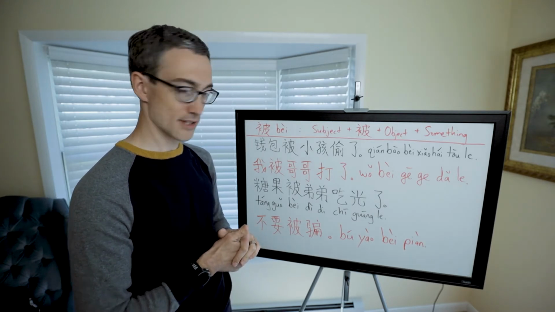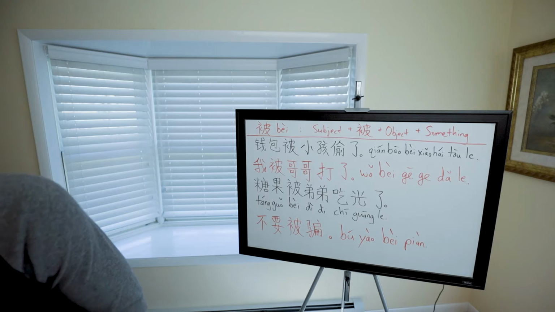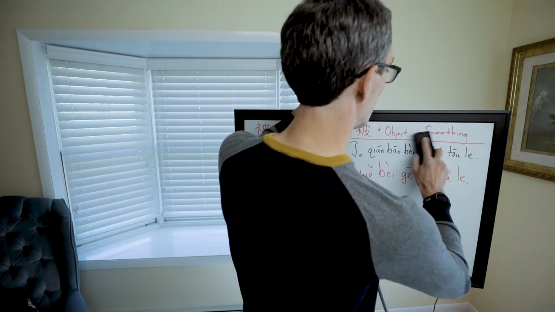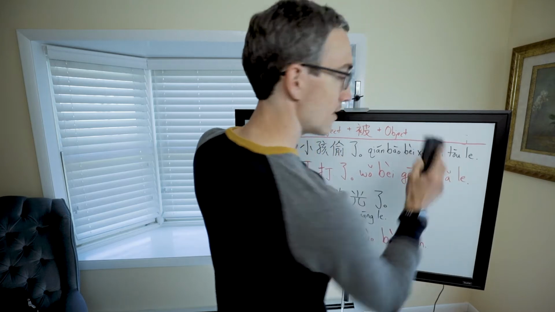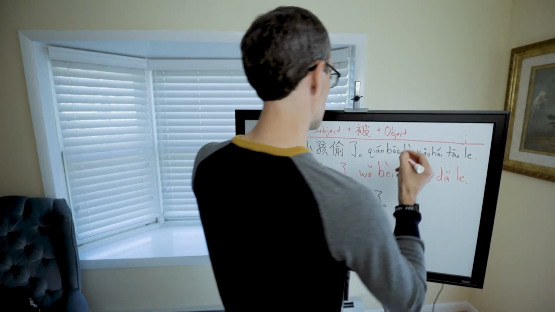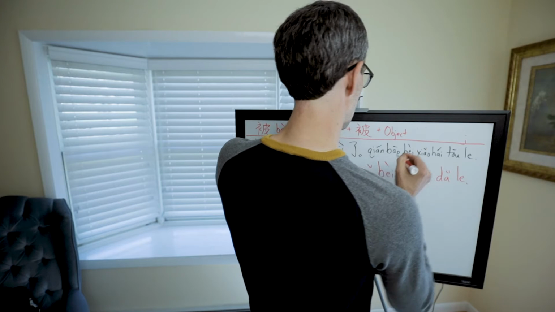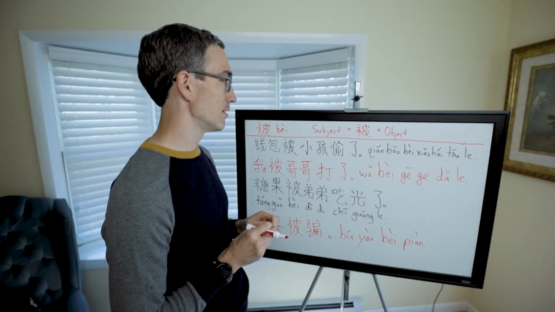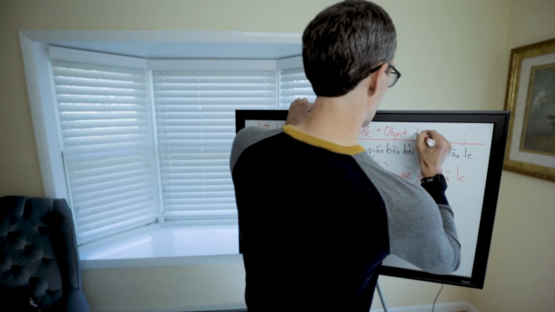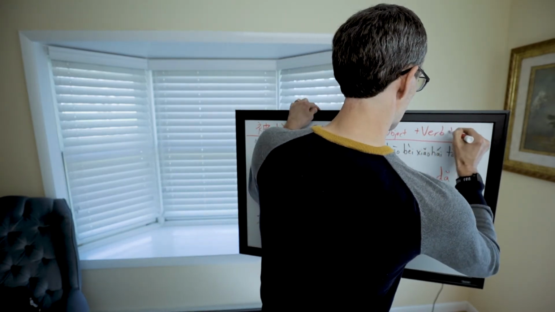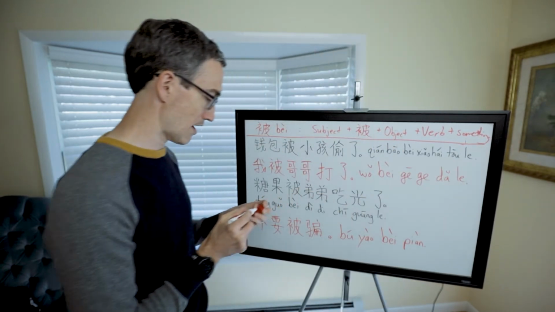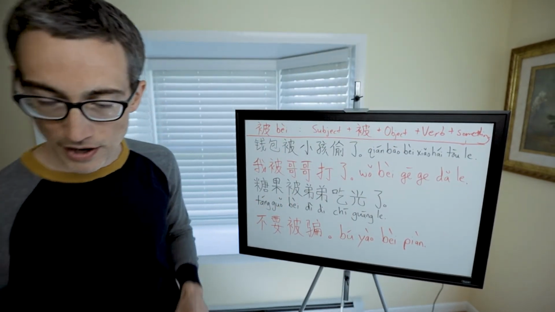Actually, I missed something in this formula. We need to have a verb right here. So we'll throw that in there: subject plus bei plus object plus a verb plus something. The ball was kicked by the boy. We need something after the verb, just like in the Ba structure. Let me give you an example of how this looks.